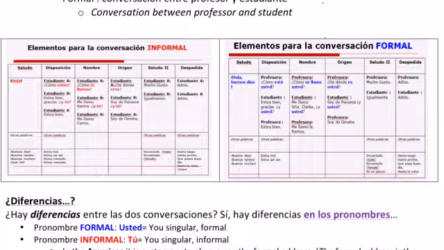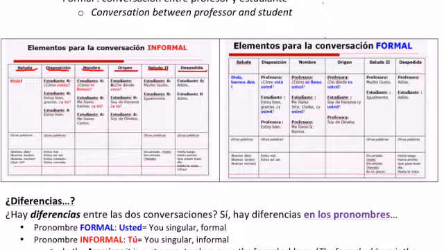So if we look at the elements of la conversación informal, we'll see here that all categories that were listed above are listed. We have saludo, disposición, nombre, origen, saludo, and despedida. I can go through each one and explain to you the different parts and the variations. My saludo is going to be hola. That's a very simple hello.